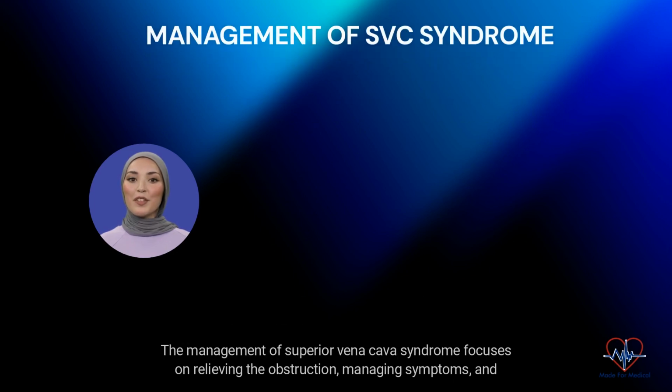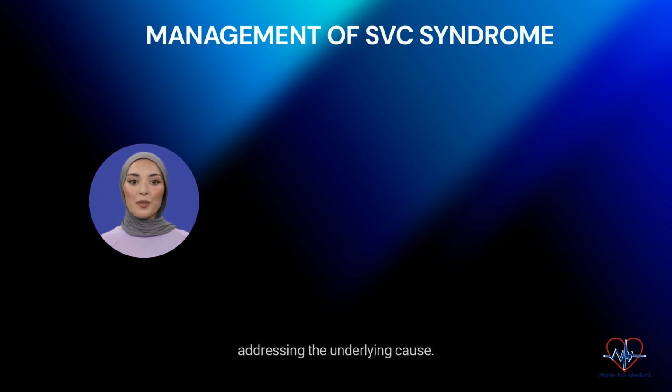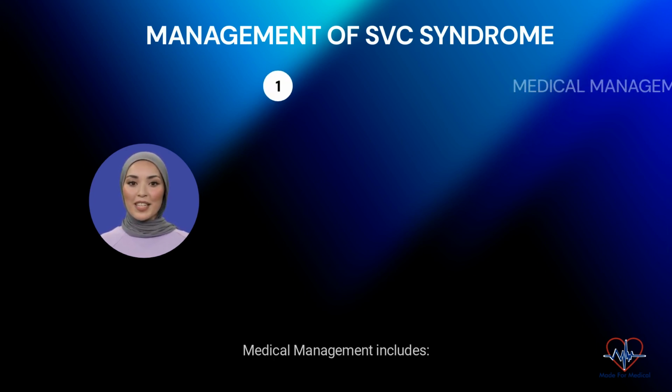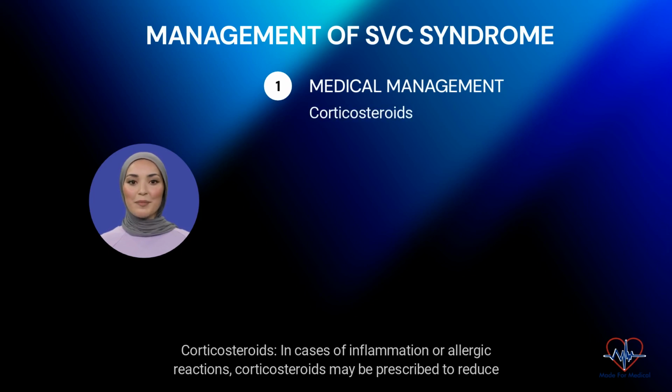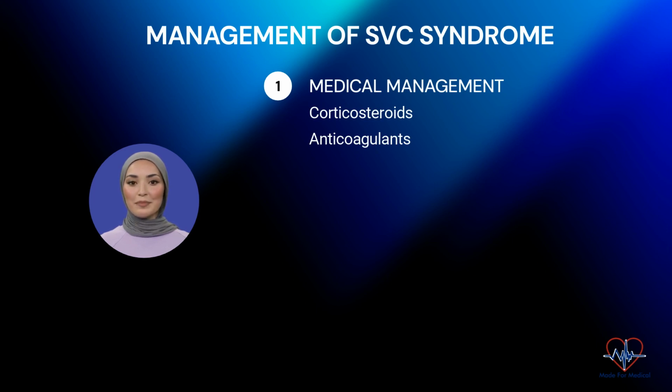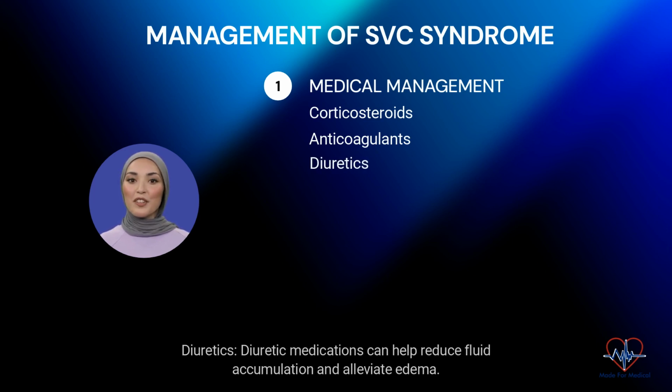The management of superior vena cava syndrome focuses on relieving the obstruction, managing symptoms, and addressing the underlying cause. The specific treatment approach depends on the severity, underlying etiology, and individual patient factors. Medical management includes corticosteroids. In cases of inflammation or allergic reactions, corticosteroids may be prescribed to reduce swelling and relieve symptoms. Anticoagulants: if the cause is related to blood clots, anticoagulant therapy may be initiated to prevent further clot formation. Diuretics: diuretic medications can help reduce fluid accumulation and alleviate edema.